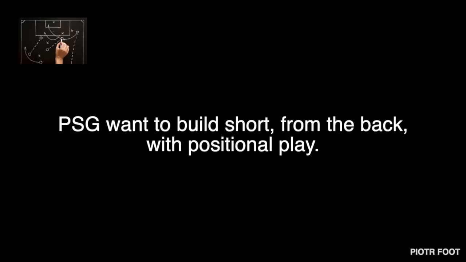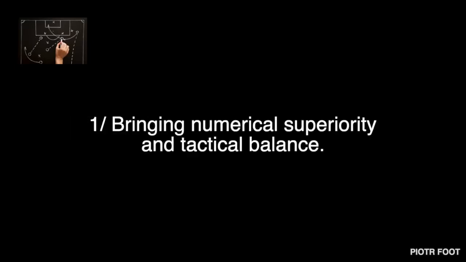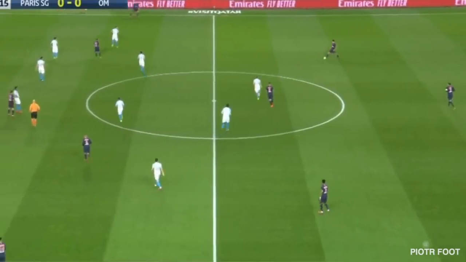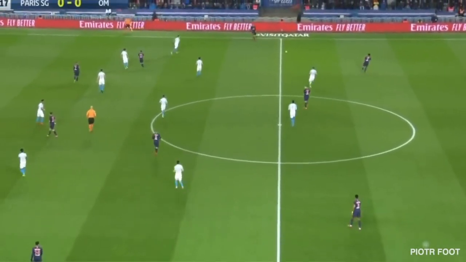As you may know, PSG want to build short from the back with positional play in order to dominate possession. In this context, the first role of the number 6 is to bring numerical superiority and tactical balance. In this game, PSG was playing with Paredes as number 6 in front of the 3-man defense. Verratti and Alves were completing the midfield.